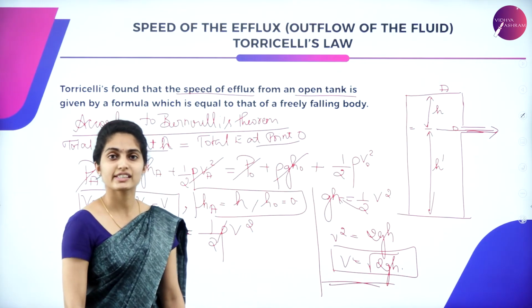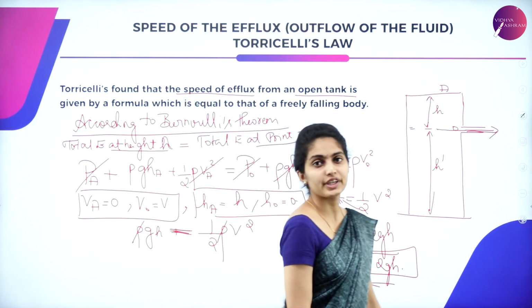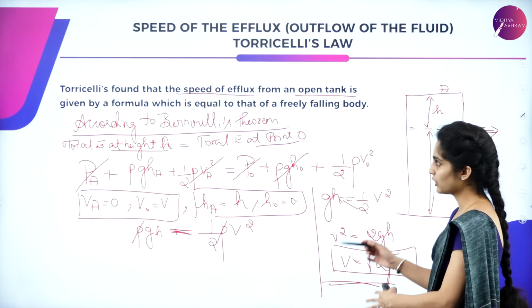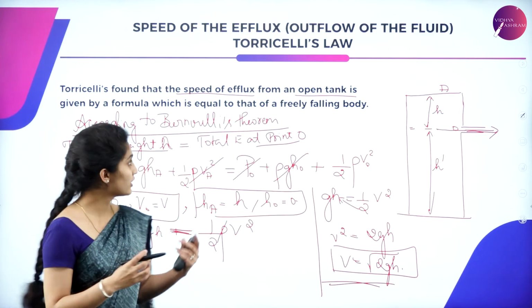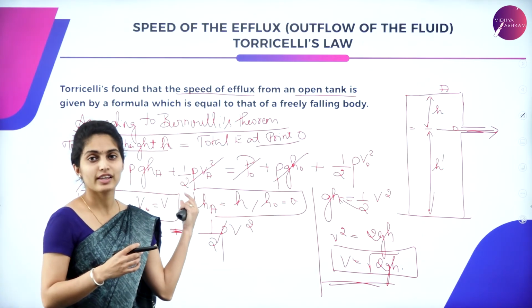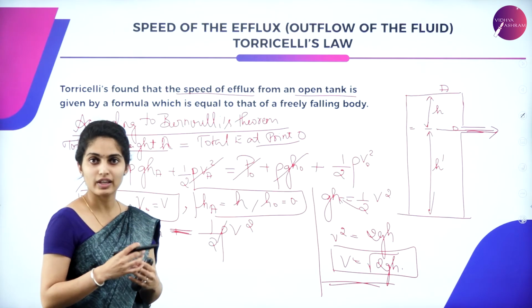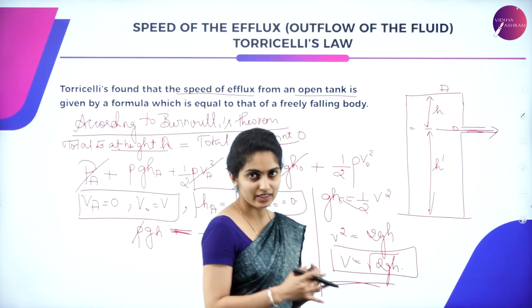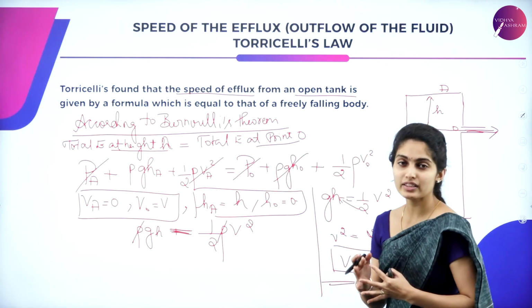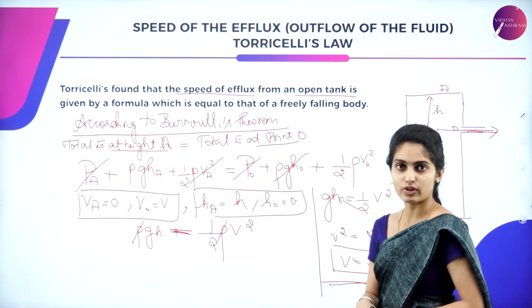So V is nothing but root of 2gh, the equation of a freely falling body. That is what we told here. That is, the speed of the efflux is found here in the case of the open tank, where one part of the tank is open and the fluid is rushing out of it. That is, the outward flow of the fluid is studied here, whose equation is one and the same as that of the freely falling body.